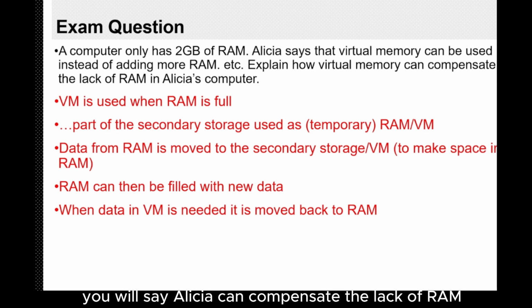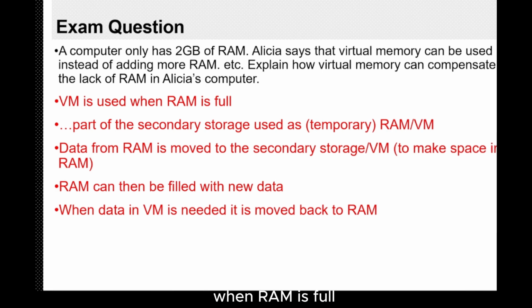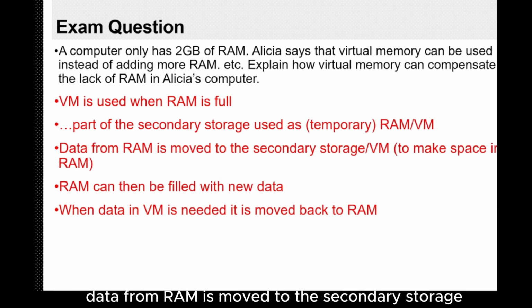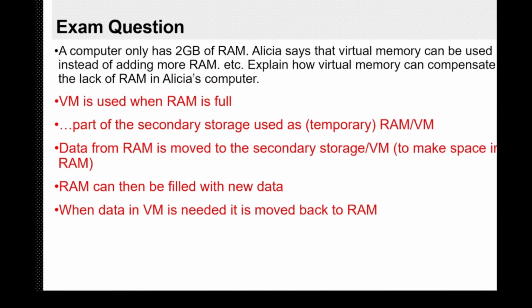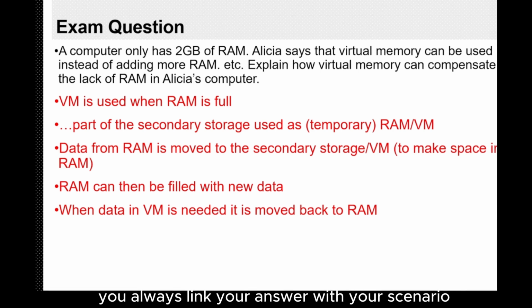You will say, Alicia can compensate for the lack of RAM by using virtual memory when RAM is full. Data from RAM is moved to the secondary storage. RAM can then be filled with new data. When data in virtual memory is needed, it is moved back to RAM. This is how you always link your answer with your scenario.